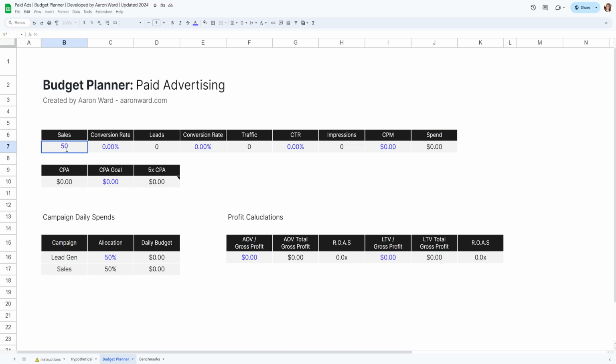Let's type in our 50 sales. The reason I've used 50 in this hypothetical is that it's really important to note that when you are running advertising campaigns on Meta, you need 50 conversions every 7 days. With that in mind, it's going to help you exit the learning phase in your campaigns, which is then going to improve the deliverability of your campaign itself.